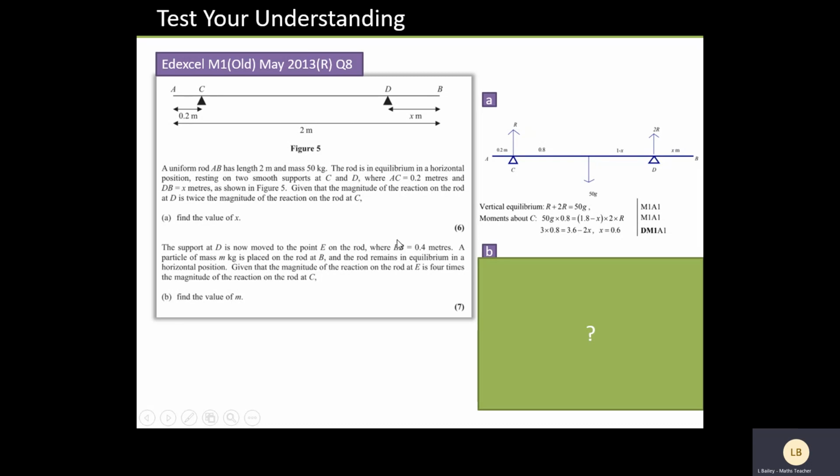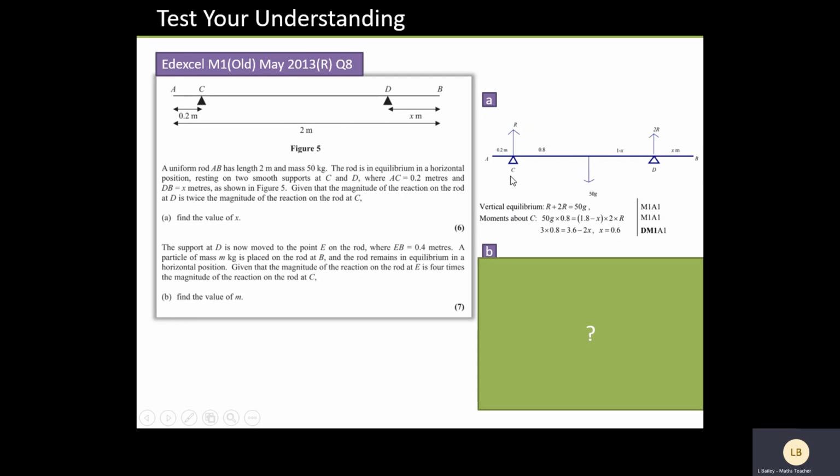Because the rod is in equilibrium, I know that the clockwise and anti-clockwise moments are equal. I also know that the forces in any direction are equal, the sum of the forces in any direction are equal to 0. So if I look at the sum of the forces vertically, I've got R and 2R going up. The only force I've got downwards is the weight of the rod, which is its mass times G, so I've got 50G. For my moments, I can go about any point I want at all.